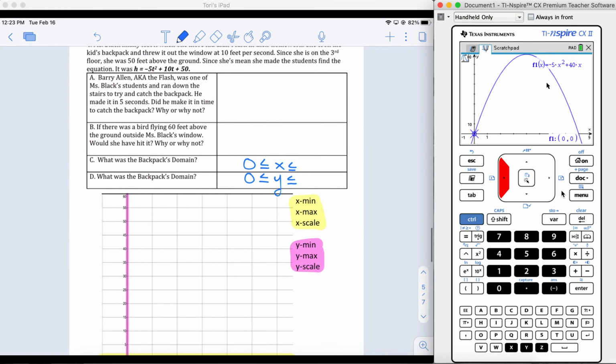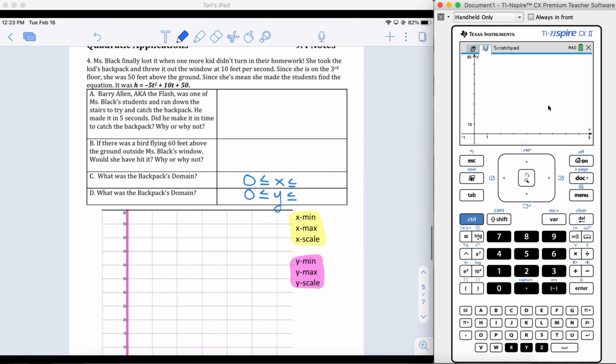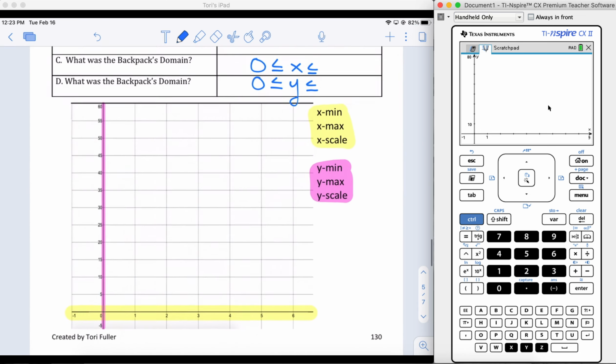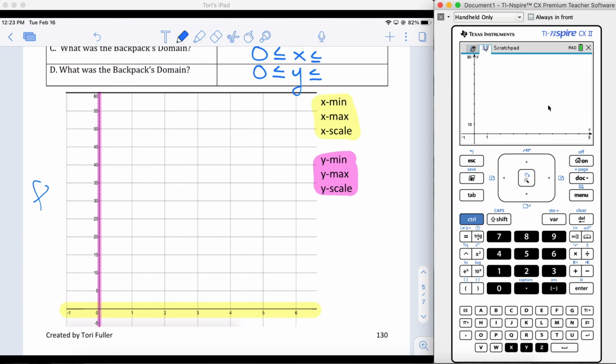All right, I'm going to hit delete, hold it down. Let's fill in a couple things on our label before we get started. So it says, Miss Black finally lost it when one more kid didn't turn in their homework. She took the kid's backpack, threw it out the window at 10 feet per second. All right, so I have my units. I'm going to go feet and seconds.